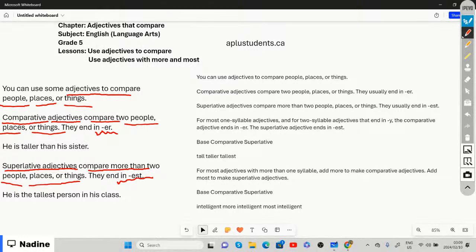All right. So when it comes to comparative adjectives, we see the comparative adjective compares two people, places, or things, and they end in er. An example of that is: he is taller than his sister. So basically, he is being compared to his sister, so it's two people, him and his sister. He's comparing himself to his sister in height, which means that he is taller than his sister.